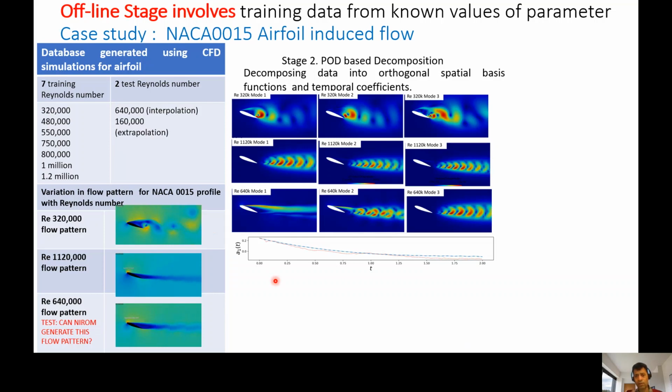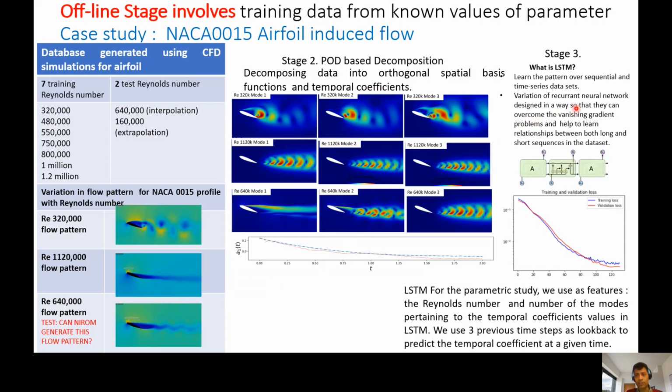In our non-intrusive reduced order model, we use a long short-term memory network, which is a variation of recurrent neural network, to learn the dynamics of this temporal coefficient. This long short-term memory neural network is able to predict the temporal coefficients at any given time based upon its previous values. So we make the LSTM learn the temporal coefficient dynamics for a given mode.